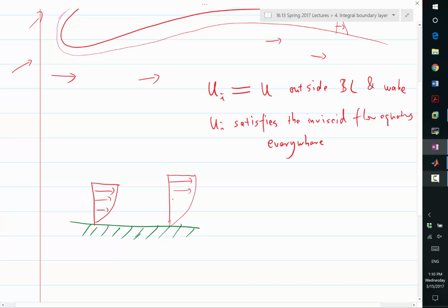It does not grow in the x direction. The velocity outside is the same, but it grows in the y direction, right? Now, what is the y velocity here? Let me draw a control volume whose upper boundary is exactly parallel to the wall, and its lower boundary coincides with the wall.